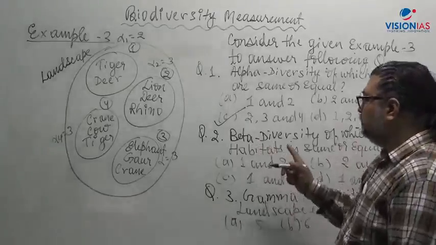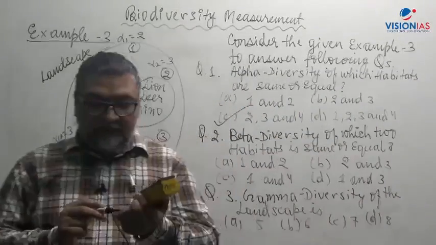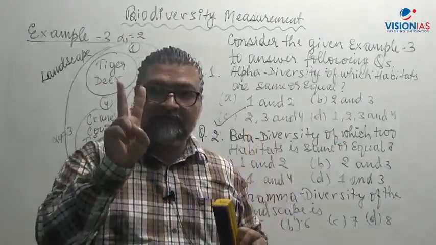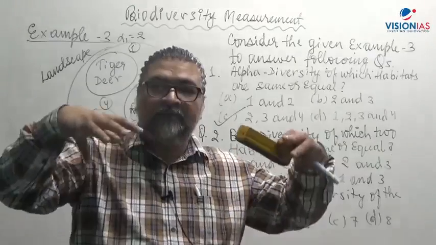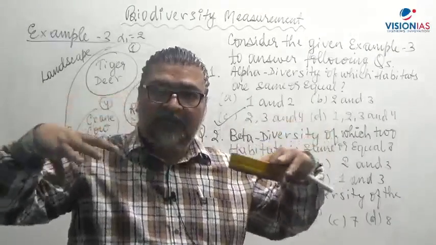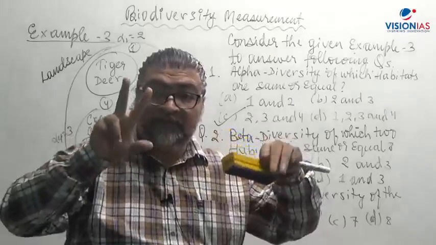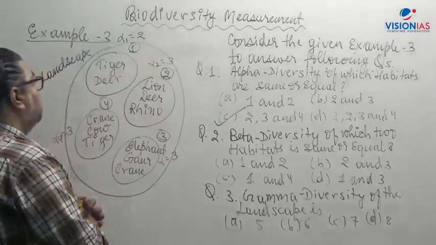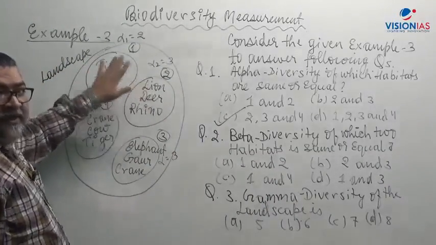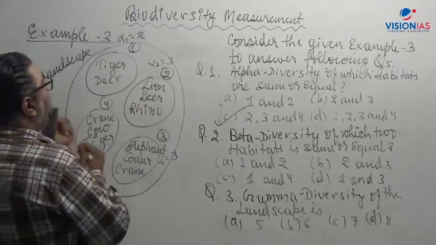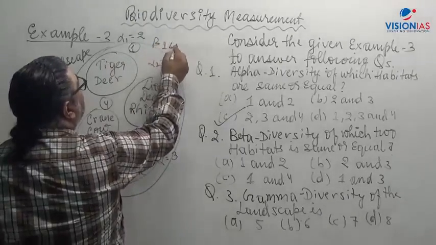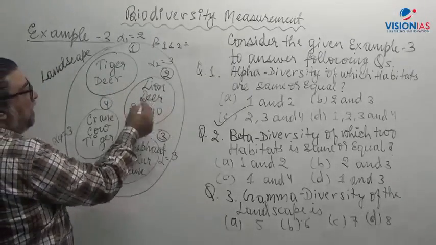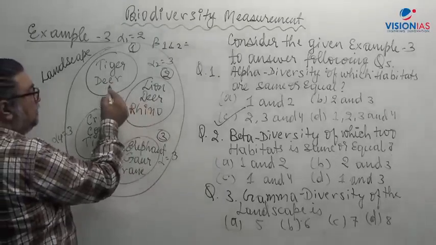Now question number 2, beta diversity. What is beta diversity? Beta diversity is about 2 habitats. When you take 2 habitats at one time, you are considering 2 habitats and seeing what type of species are found. If you take 2 habitats together, what type of species do you come across? So if I take beta of 1 and 2, tiger, deer, lion, deer, rhino. So deer is common there.